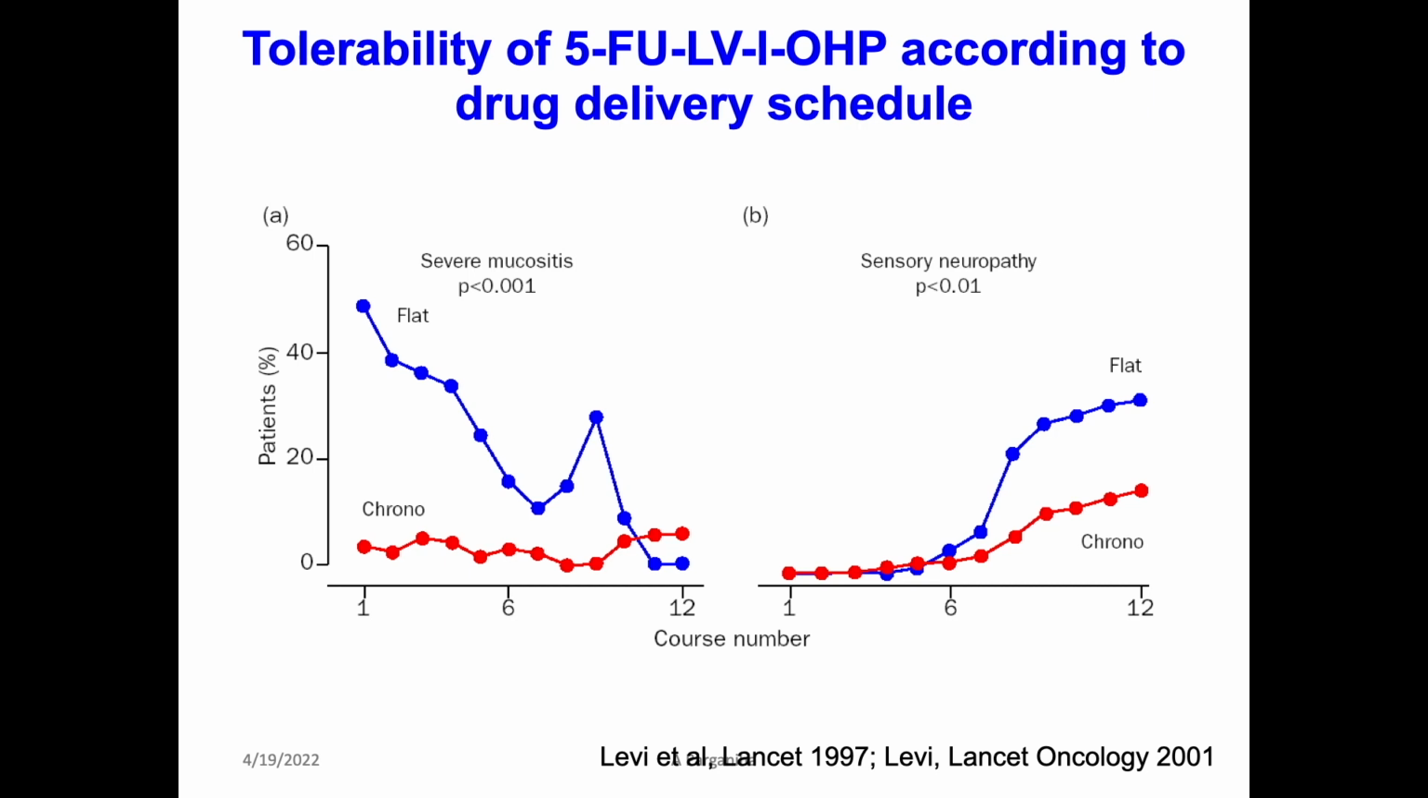In case of the sensory neuropathy, again we can see that up to 6 cycles there was no difference between the flat and chronotherapy, but with the increment of the chemotherapy cycles, we can see that the toxicity is more in case of the flat therapy as compared to the chronotherapy. So again, this example exhibits that chronotherapy is better as compared to the flat therapy. Again, this is the protocol of 5-FU, leucovorin and oxaliplatin that was given to the patients of metastatic colorectal cancer.